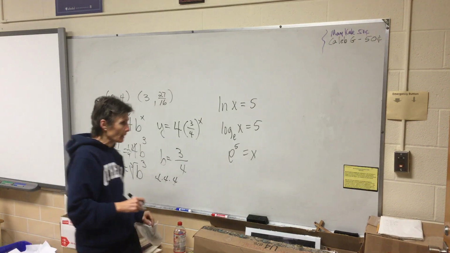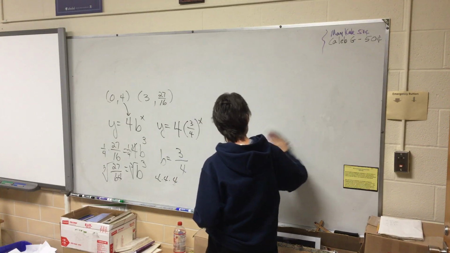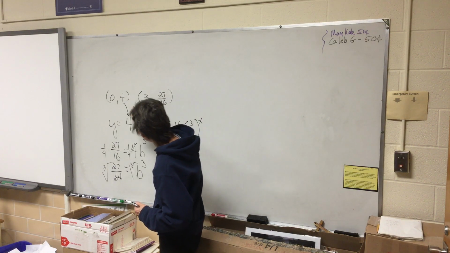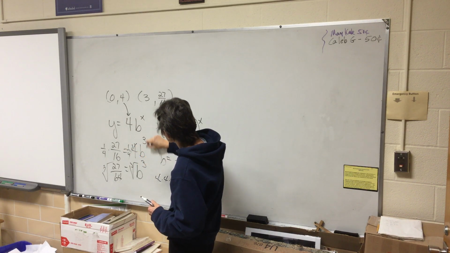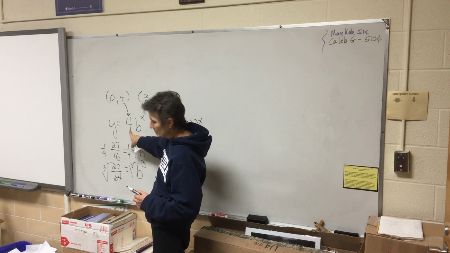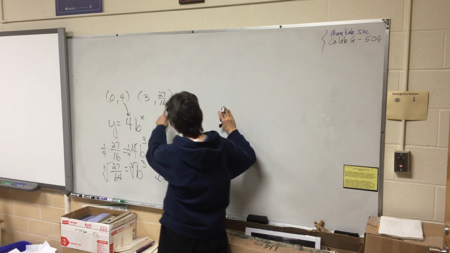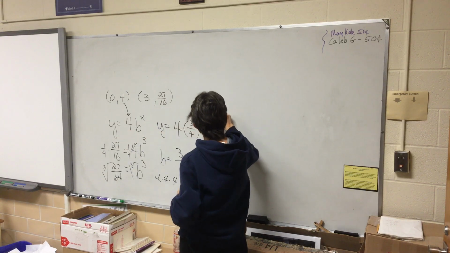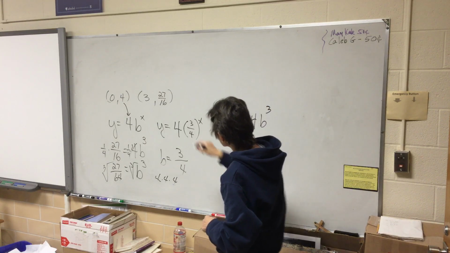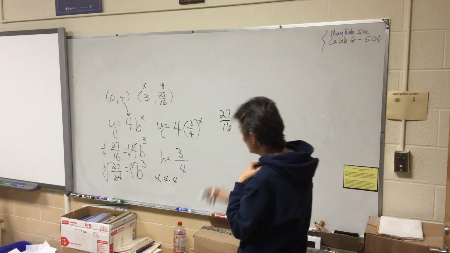Your turn, Zane. When you have 2 points, how do you do the exponential function thing? Okay, that's exactly what we just did. Here are the 2 points. The first thing we do is recognize the point with the 0 gives you your a. And then I plugged this point in for x and y. So I had 27/16 equals 4 times b to the third. Plug this in for y and this in for x. And then you can see all my work.